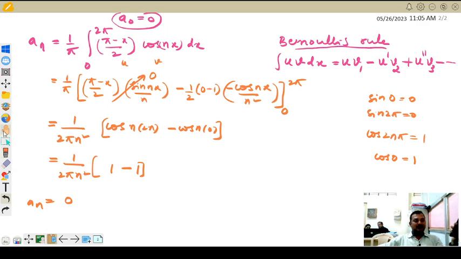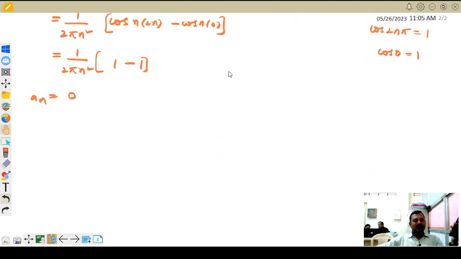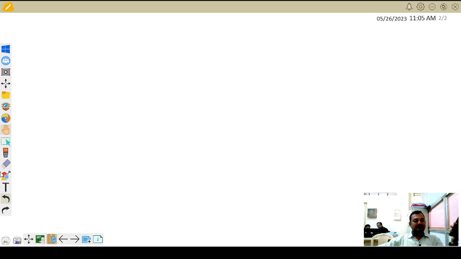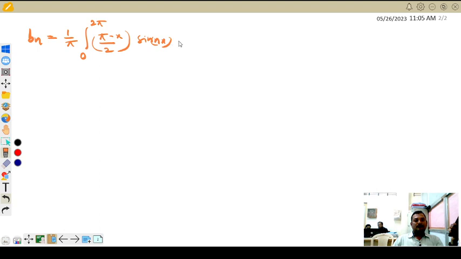Now let us find out bn value. Let me find out bn value, students. So bn is equal to 1 by pi. Substitute the limit c is 0, c plus 2 pi is 2 pi only. F of x is pi minus x by 2 into sin nx.